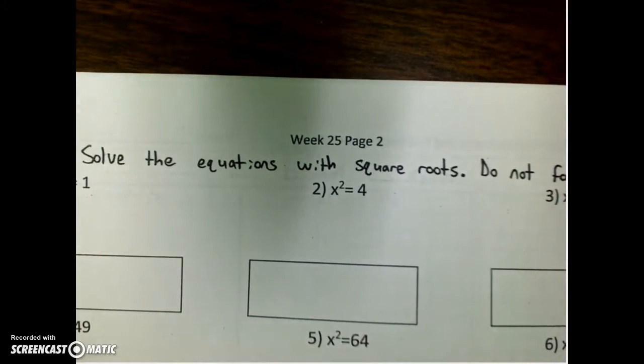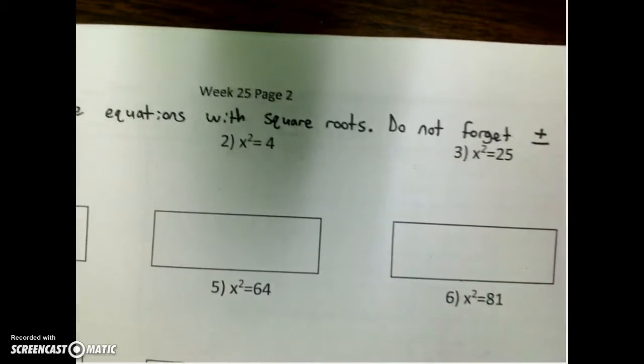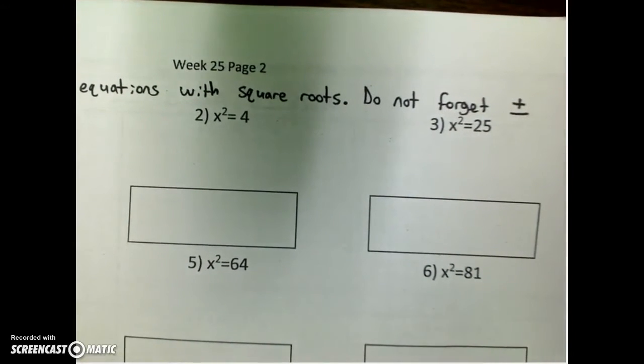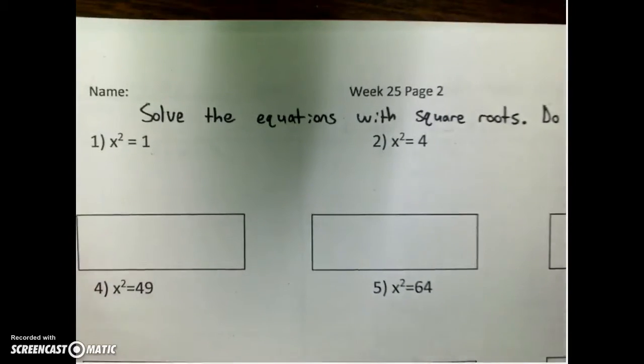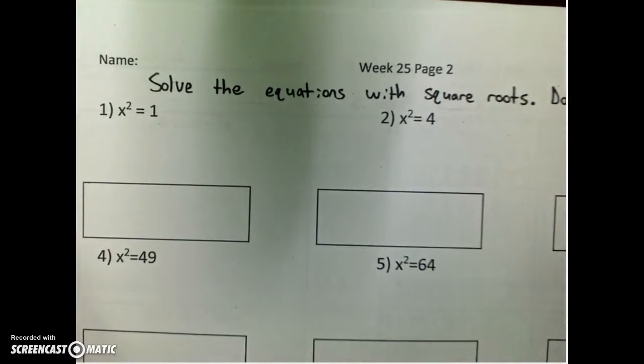All right, so here we have week 25, page 2. It says solve these equations with square roots. Do not forget your plus and minus. All right, so what's going on here is it's a variety of equations. Some of them are just one-step equations where we have to use square roots, and it starts to build up as we go through the different types.